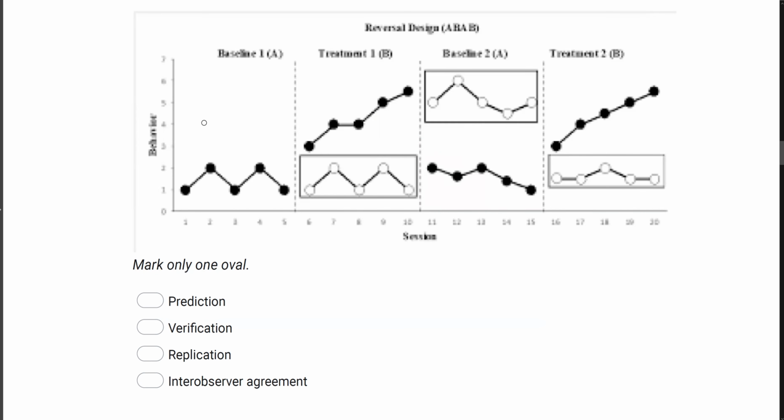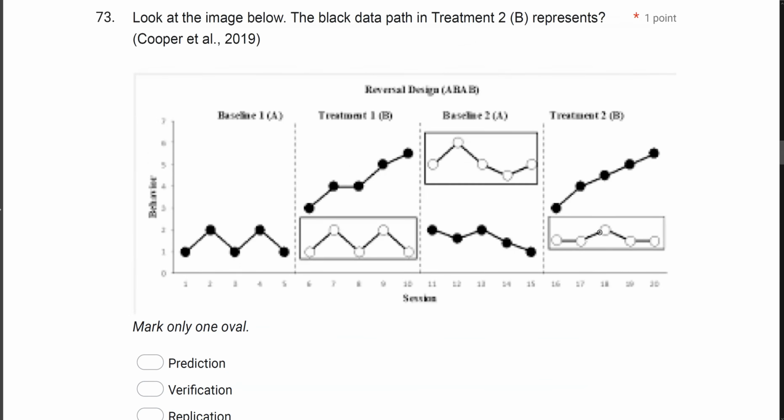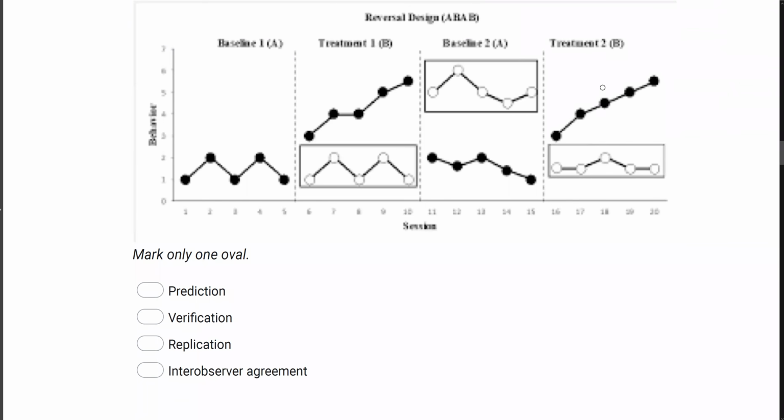So if we look from baseline 1A to treatment 1B, the white dots represent what? Well, that's our prediction of what the baseline might do if we don't begin intervention, okay? If we look at baseline 2A, we have our prediction of what the intervention would continue to do if we didn't withdraw it. And then we have our verification of our baseline. So treatment 1B, we have our prediction of baseline. Baseline 2, we verify our baseline. And then we look at the white dots, or the black data path in treatment 2B, okay? And what are we doing with treatment 2B? Well, we are replicating our intervention, okay?